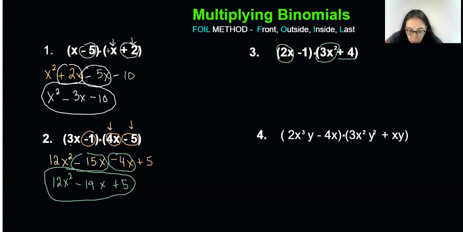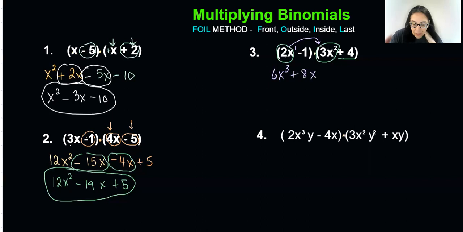So 2 times 3, a positive times a positive, is 6. Now I've got x to the 1. Make sure you put that 1 there. 1 plus 2 is 3. I'm multiplying, so I've got to add them, okay? Now, I've got 2x times a positive 4. Well, a positive times a positive is a positive. 2 times 4 is 8. And let's carry that x along.